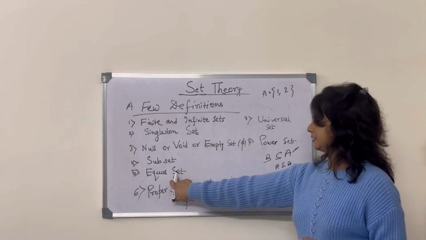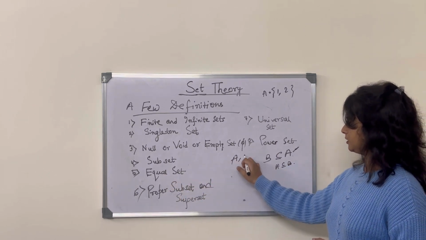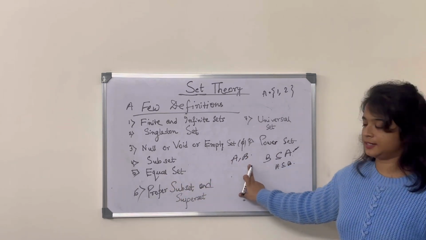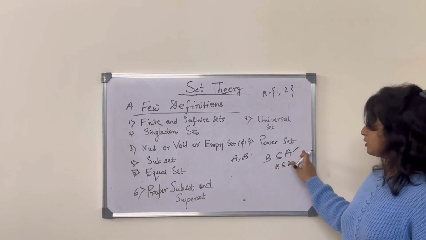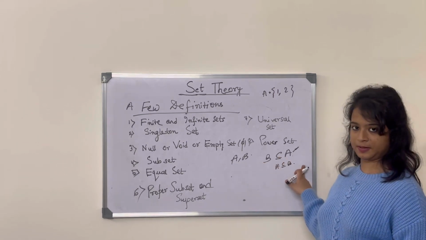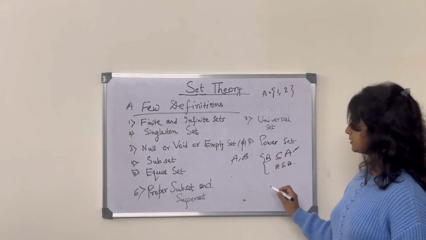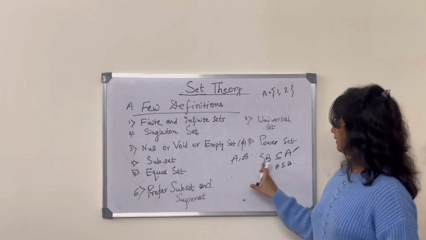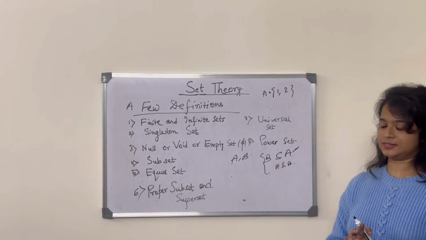Next, equal sets. Two sets A, B are said to be equal sets if B is a subset of A and A is a subset of B. If these two criteria are satisfied, then we can say A and B are two equal sets.